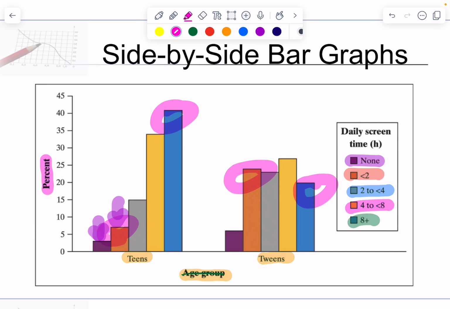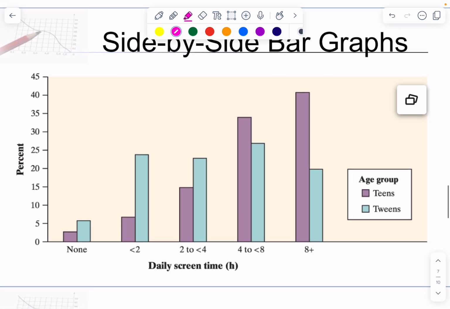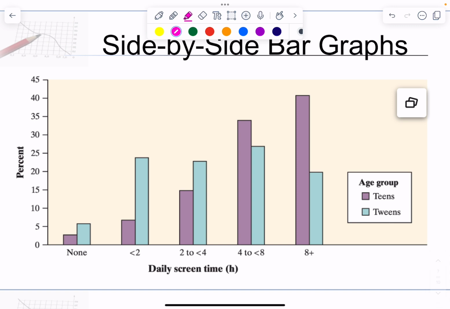Now with this side-by-side bar graph, if I don't want to separate the two groups out, what I can do instead is basically create two bar graphs in one. So another way of organizing the information is to put my variable on the x-axis. So we're looking at daily screen time. I have the categories, so none, less than 2, 2 to 4, and so on. So this time I'm breaking everything down by the category for the one single variable.